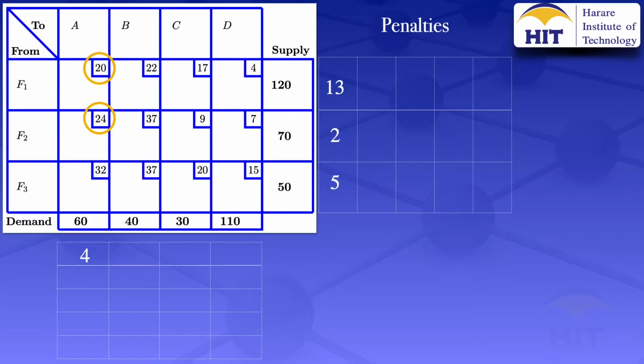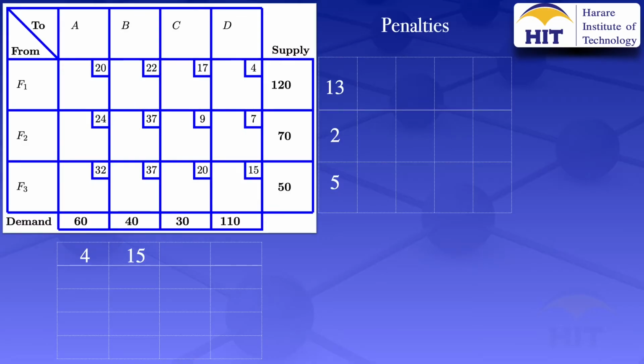We move on to column B, the second one there. The least cost is a 22. The next least cost is a 37. And the difference is a 15. So that's the penalty there for the second column.